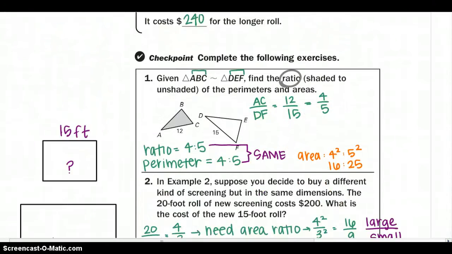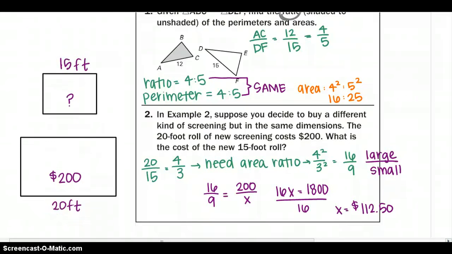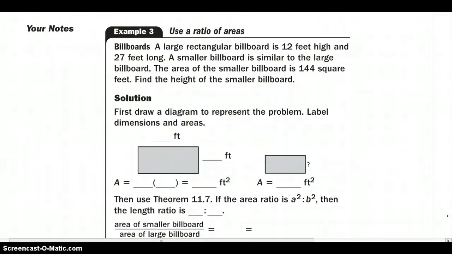We get to our checkpoints now. I have completed them. If you have any questions about the work, you can ask at a later time, but if you want to stop the video and work them out and check your answer, that would be a great idea.